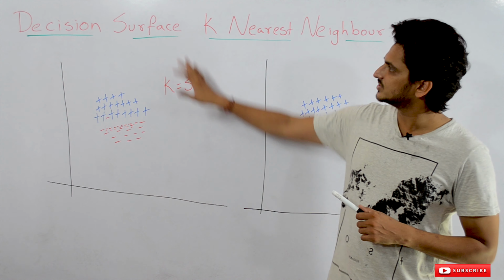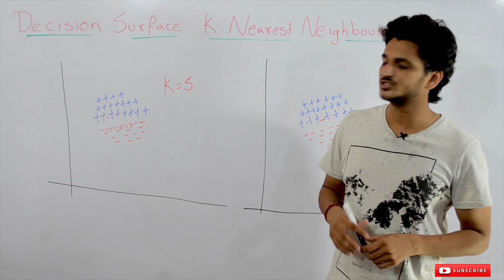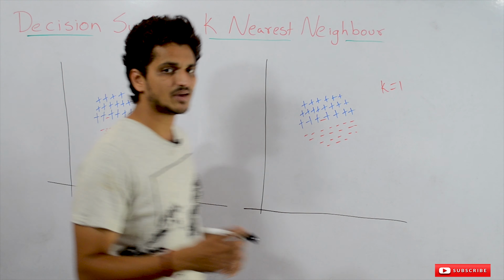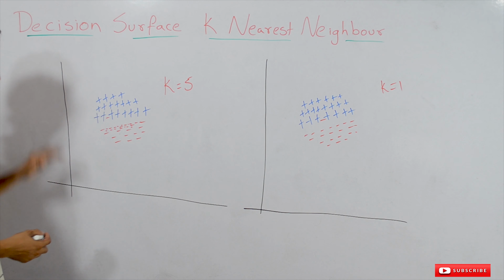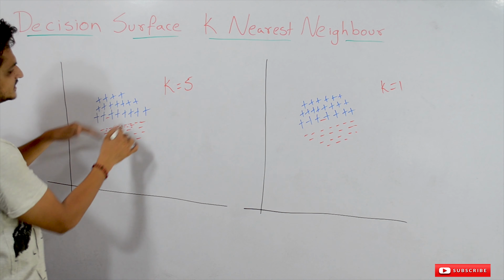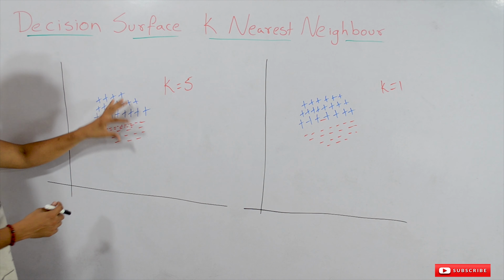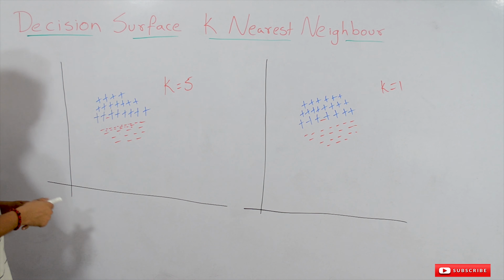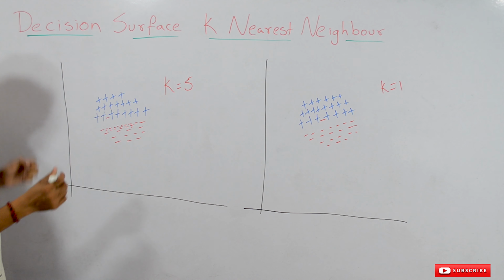So coming to decision surface, let's take an example and understand what decision surface is. The example dataset which we consider here is this dataset. In this dataset we have positive points and negative points, and the points look like this graphically. So what does decision surface mean?